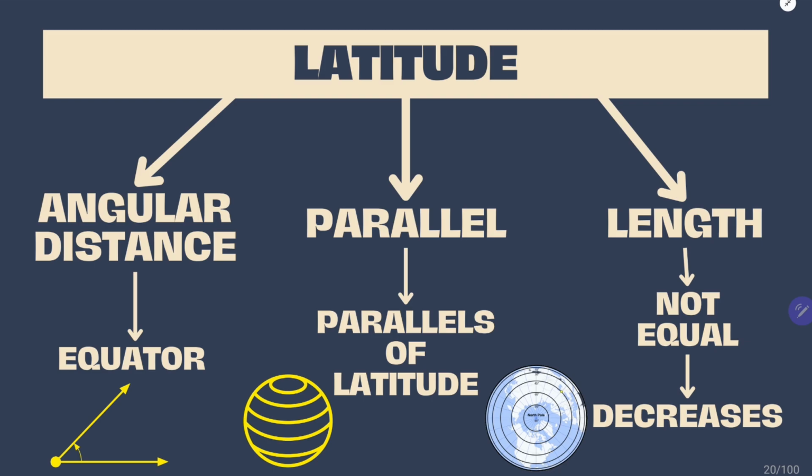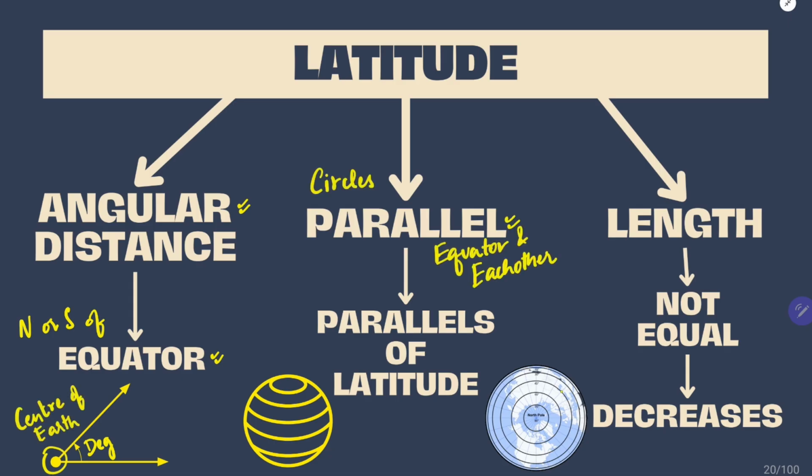To sum up, latitude is the angular distance of a place north or south of the equator, measured in degrees from the center of the Earth. They are circles that are parallel to the equator and to each other and are therefore called parallels of latitude. The length of these latitudinal circles are not equal and go on decreasing as you move towards the poles.